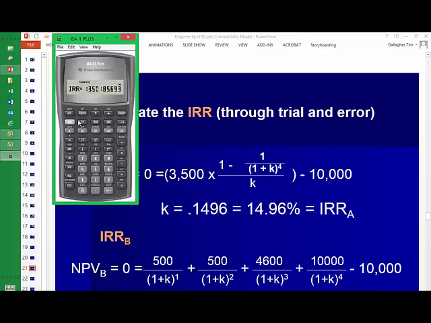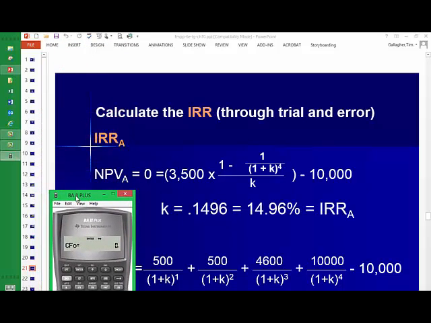Now, I could go back into the cash flow feature again, do a second clear work. Let me do the project A numbers. And so we have that 10,000, hit the plus minus, and enter, and down arrow, followed by 3,500, oops, one too many zeros. There we go.